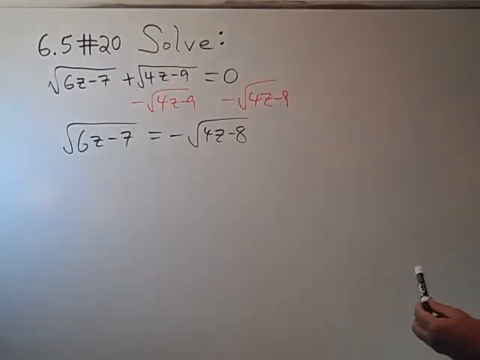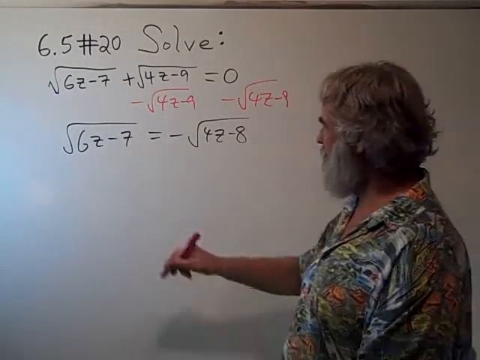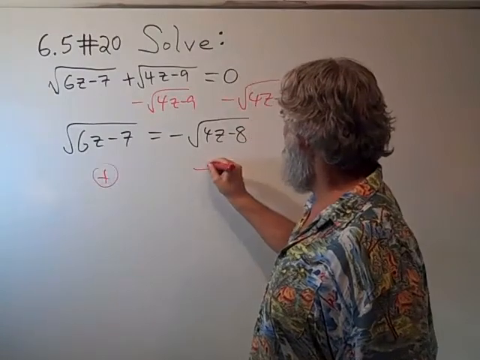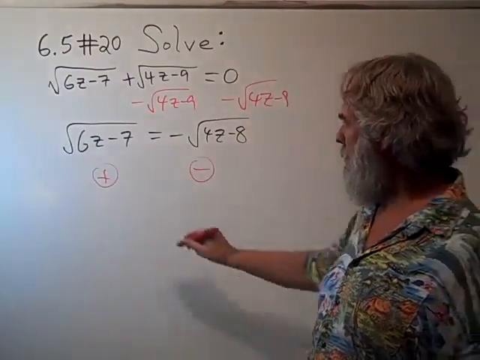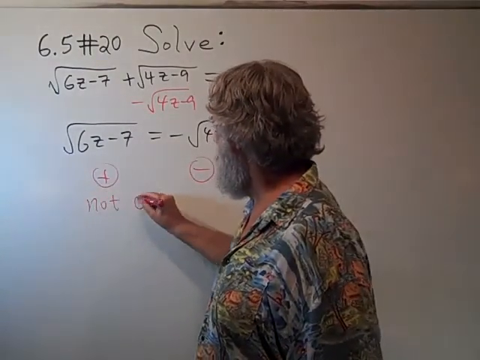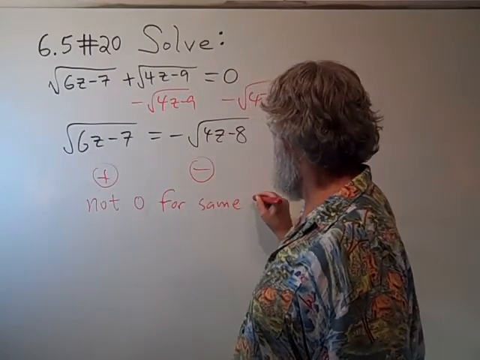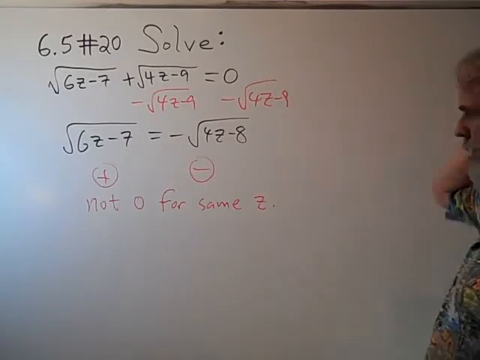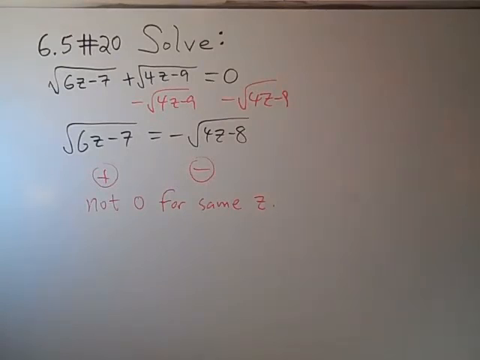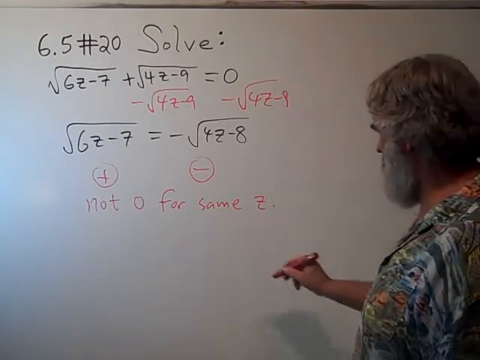And already, again, you see a problem, the same problem as before. This side's generally positive, but this side's negative. And they're not zero for the same value of z. Therefore, this is impossible. There's no solution.